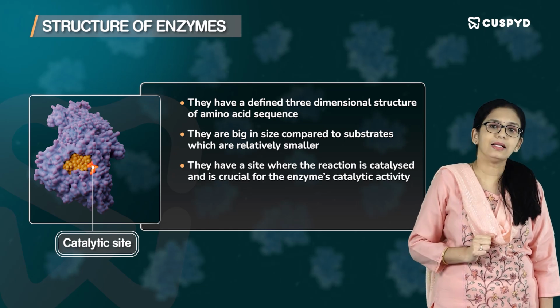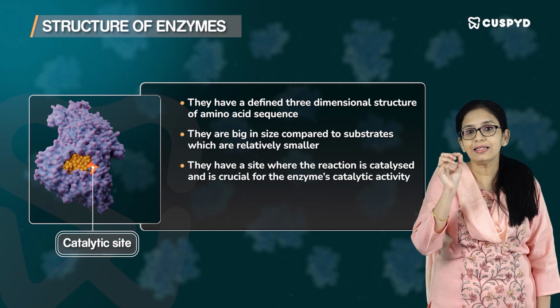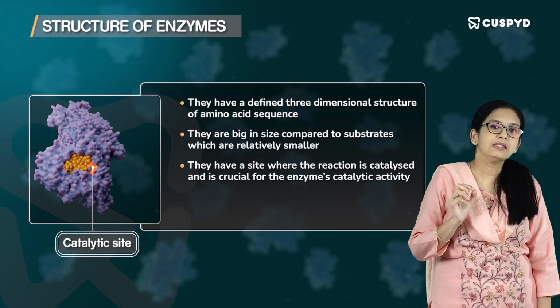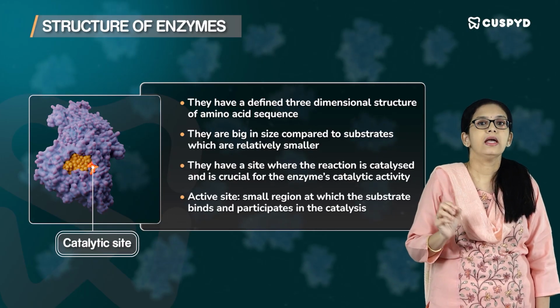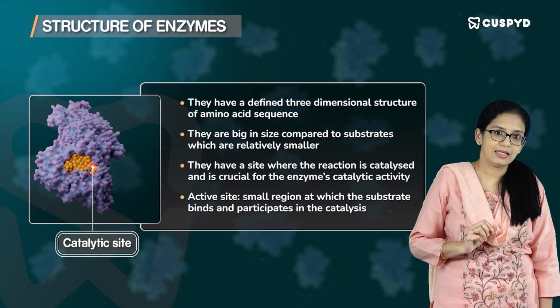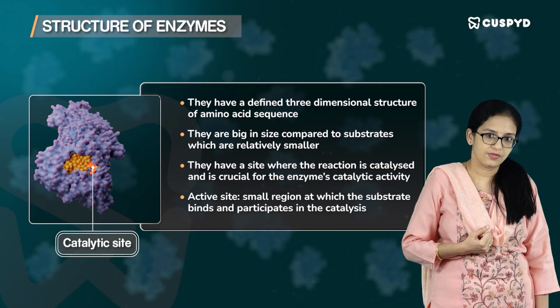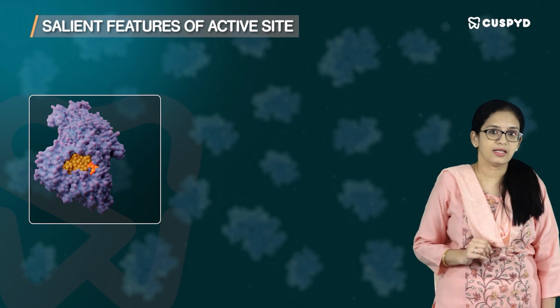So what exactly is this active site? The active site of an enzyme is defined as a small region in which the substrate binds and participates in catalysis. Hence, there are some special features of this active site. So, let's move into the salient features of the active site.